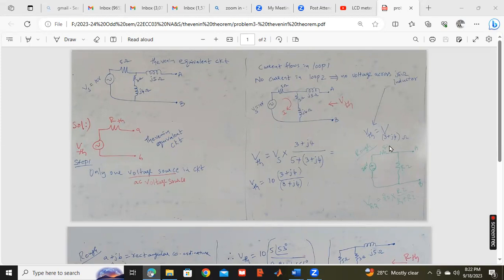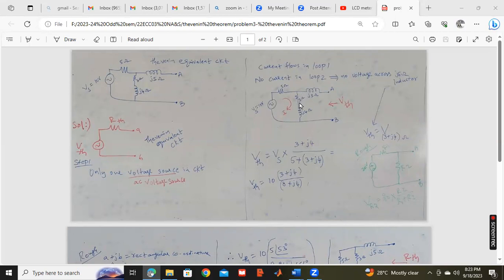Here, this is a rough calculation. When voltage is there, with R1 and R2, how do we calculate the voltage across R2? Total voltage into R2 divided by R1 plus R2. Same formula, same method, we have to apply here also. This is the total voltage.